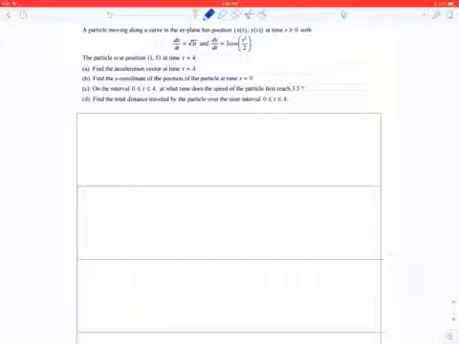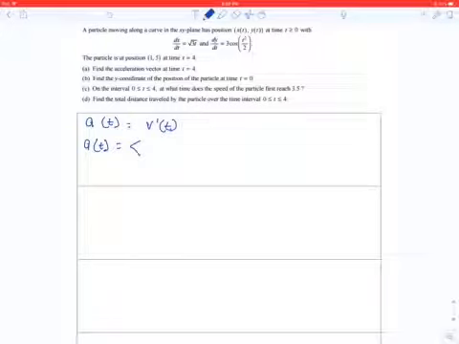Okay, so we're given the parametric equation, and we're given the derivatives. And we're given the position of the particle at t equals 4: x is 1 and y is 5. And they want us to find the acceleration. Well, the acceleration vector is the derivative of the velocity vector. Since they've already given us the velocity vector, the acceleration vector is just going to be the derivative of that.